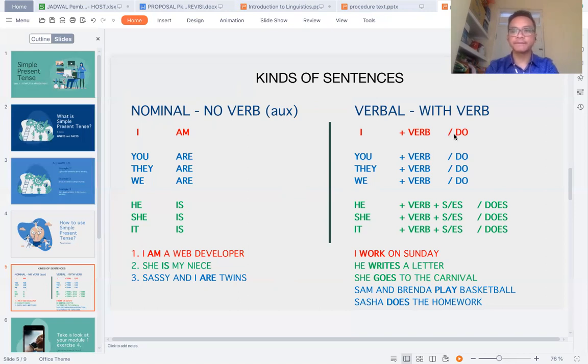If you don't have the verb. Kalau tidak ada verb-nya, tapi melakukan sesuatu, kamu harus menggunakan do. Oke? If the subjects are I, you, they, and we. Meanwhile, if the subjects are he, she, it, kamu harus menggunakan verb plus s.